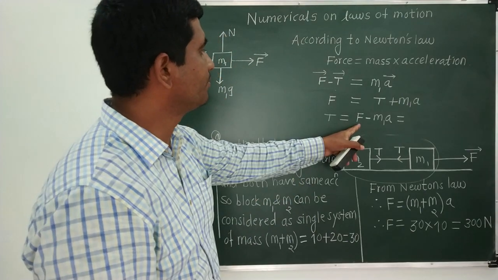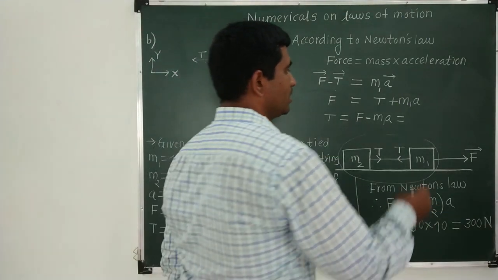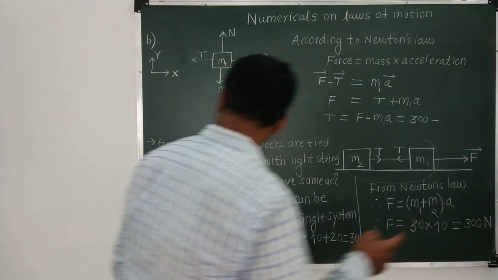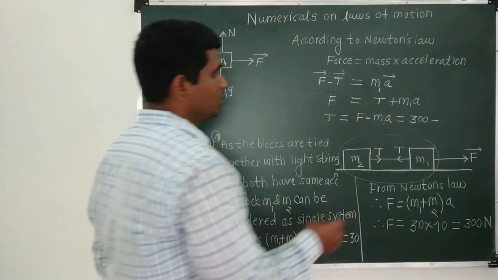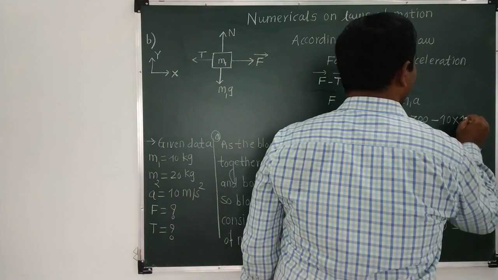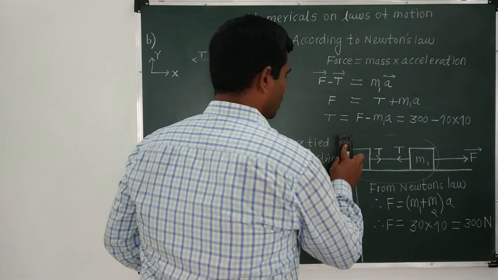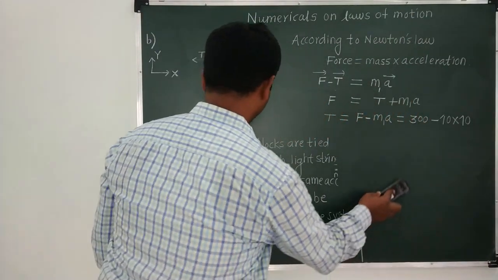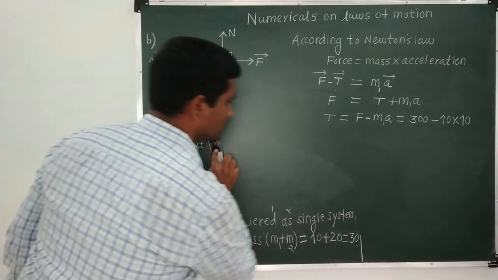So what is F? F we have already calculated, which is 300 Newton, minus the mass of the first block, which is 10 kilogram. So it is 10, and the acceleration of each block is 10. If you try to calculate this, you will get this value like this.